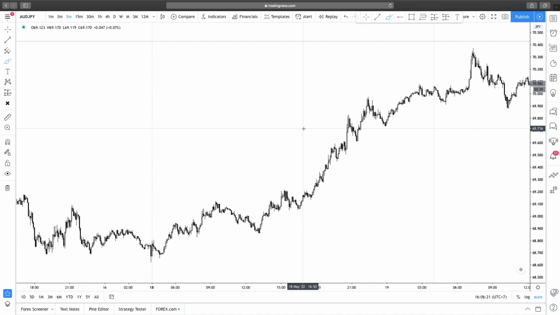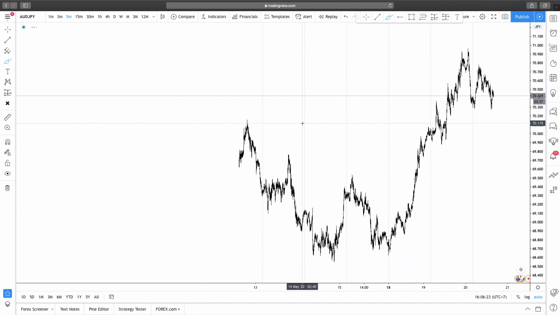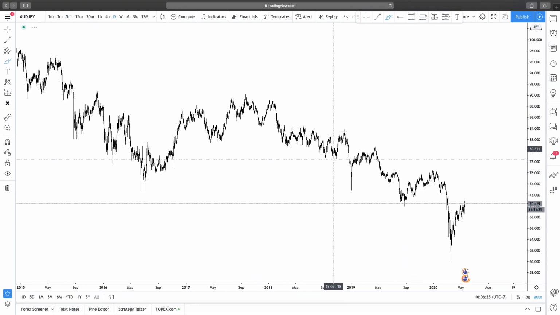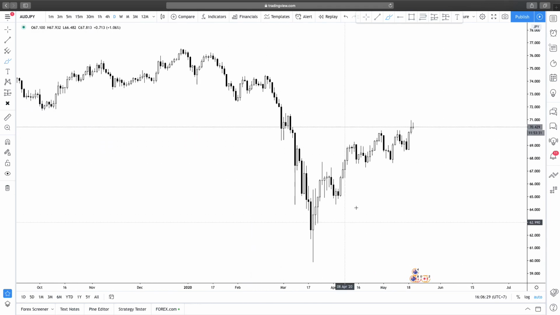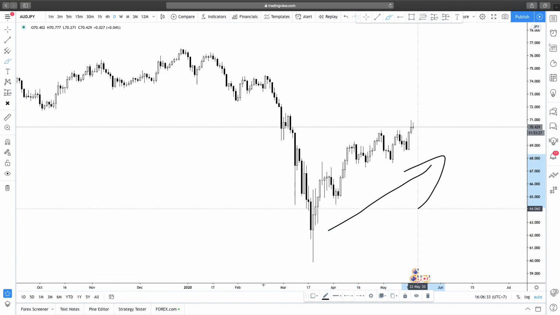So we're on the M5. Let's take a look at the daily on Aussie yen. In your opinion, what is the underlying trend? Up, isn't it? Market structure: high, higher high, higher low, higher high, higher low. Yeah, so the underlying trend is up.